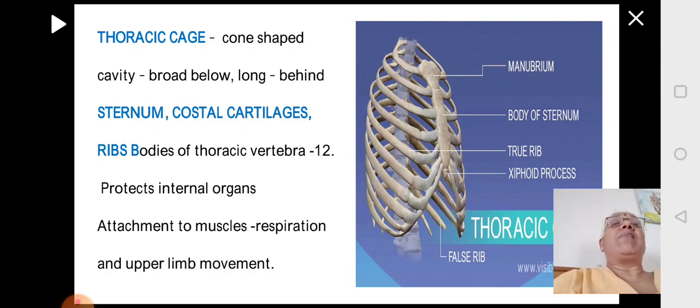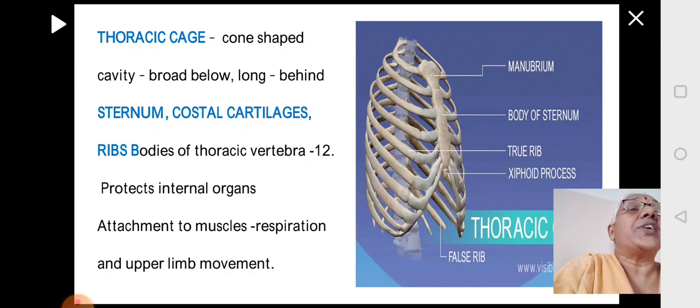There are 12 vertebrae in the thoracic region of the back, the thoracic vertebrae, to which the ribs will be attached, and it forms a rib cage. The function of the rib cage is to protect the internal organs and also to provide surface area for the attachment of the muscles, which will help in respiration and also in the movement of your upper arm. So in this picture, in the center you can look at the sternum, then the costal cartilages, then the ribs and the backbone.